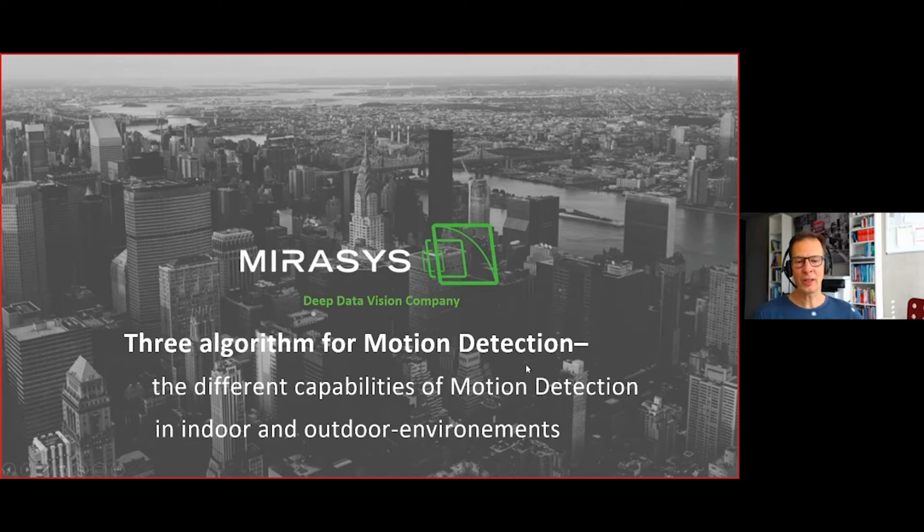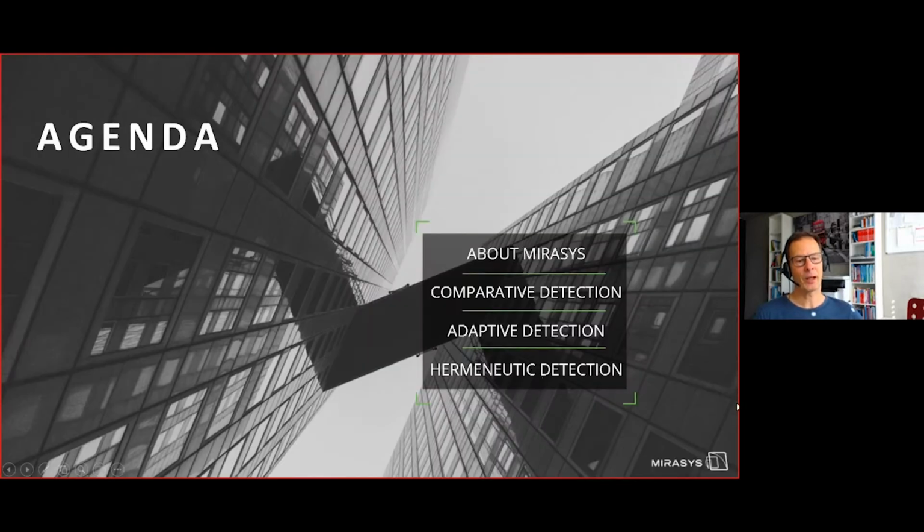So our agenda today is, first of all, I want to tell you a little bit about Mirasys, who we are, what we are doing, etc. And then I want to go through these 3 different detection processes. The first is the comparative detection, second, the adaptive detection, and the third one is the very tricky one, the hermeneutic detection. So a silly name, but very interesting for indoor and outdoor environments. At the end, I would like to do a short demo also on our system, how it is working and how it is looking like.